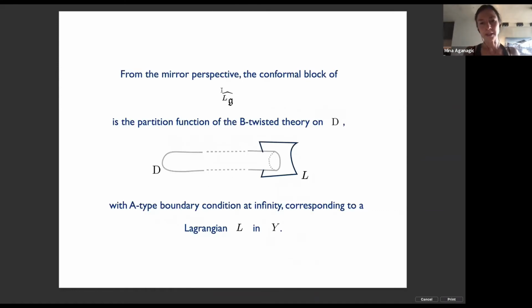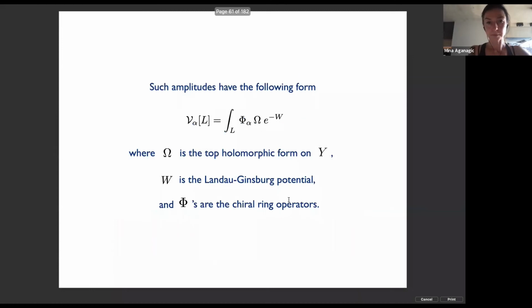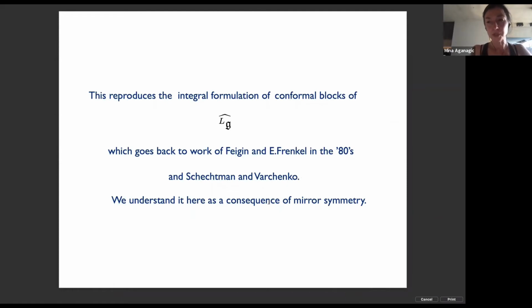Now, from the mirror perspective, conformal blocks are partition functions of the B-twisted theory on this very long cigar with an A-type boundary condition at infinity corresponding to a choice of a Lagrangian in Y. Such amplitudes have the following form, where omega is the top holomorphic form on Y, the section of the canonical bundle, W is the Landau-Ginzburg potential, and phi is a chiral ring operator. This reproduces the integral formulation of conformal blocks of the affine Lie algebra, which goes back to works of Feigin and Frenkel in the 80s, and also Schechtman and Varchenko. So we understand it here as a consequence of mirror symmetry.